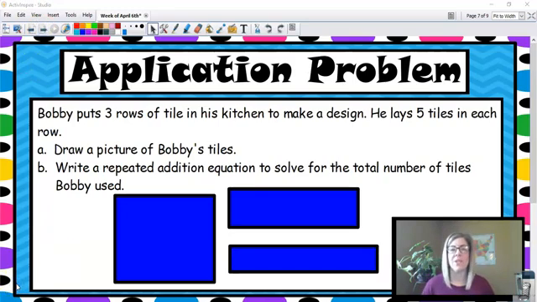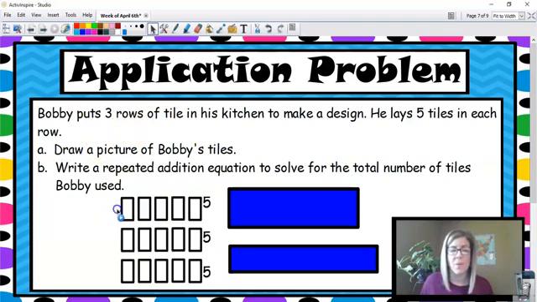Okay, this is the application problem from lesson number 7. Bobby puts 3 rows of tile in his kitchen to make a design. Now, what are tiles? Tiles are those things that you walk on, like at school, on the floor. There's square tiles. They're the things that make up the floor. So Bobby lays 5 tiles in each row. How many rows did he have? That's right, 3 rows. So he has 3 rows and he lays 5 tiles in each row.